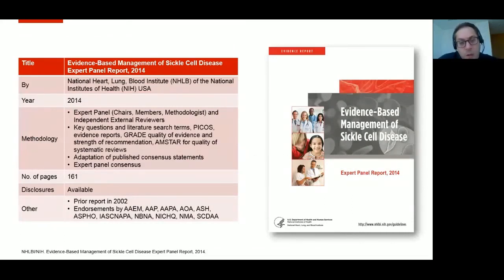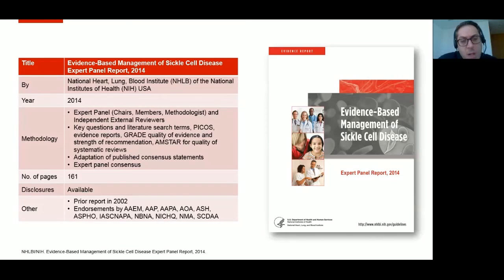Then moving south to the United States, we have the NIH, or National Heart, Lung, and Blood Institute, NHLBI, expert panel report that was released in 2014. It's an update of the prior report from 2002, and I also put this information to see how long it's taking for specific entities to update the guidelines. It has wide endorsement by almost all relevant societies in the States, including ASH at the time.